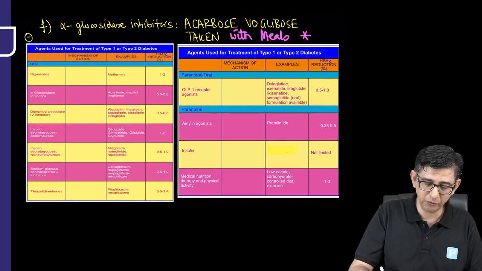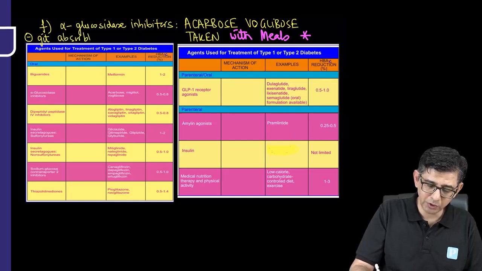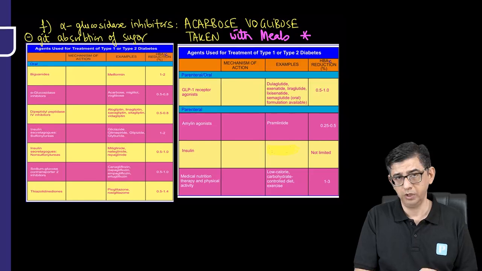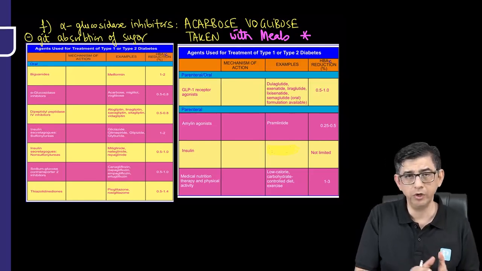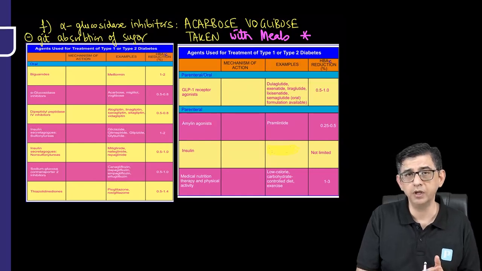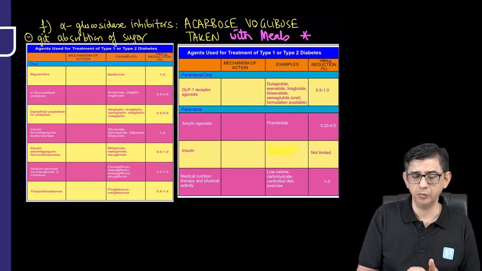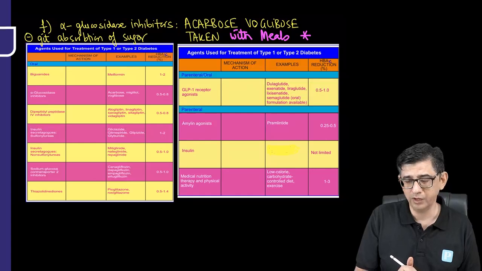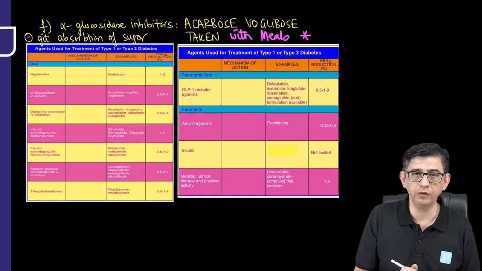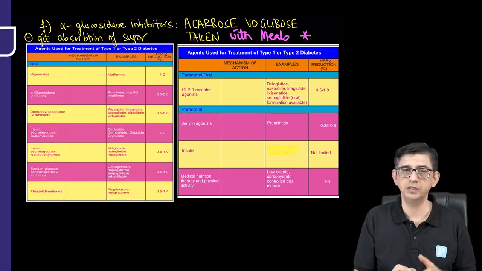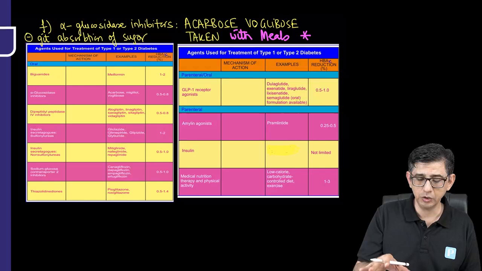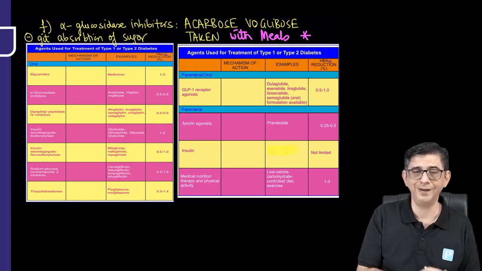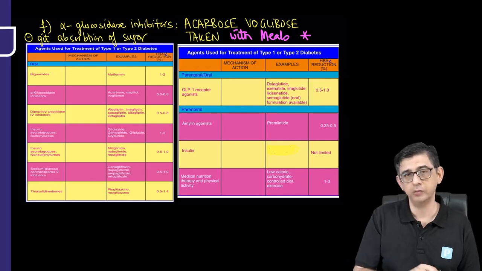What is the mechanism of action? Inhibit the GI absorption of sugar. And the good news is, if sugar will not be absorbed, the postprandial rise will not happen. But the bad news is, if the sugar will not be absorbed, it will draw water also, and that will cause an osmotic diarrhea. So the dose limiting side effect of alpha glucosidase inhibitors is diarrhea. Most patients, when they come for a follow-up, will say, sir, this medicine is causing loose motions in me. Please stop it, or please adjust the dose. And you might have to actually stop this medicine because of the osmotic diarrhea. That's a dose limiting side effect of this molecule.